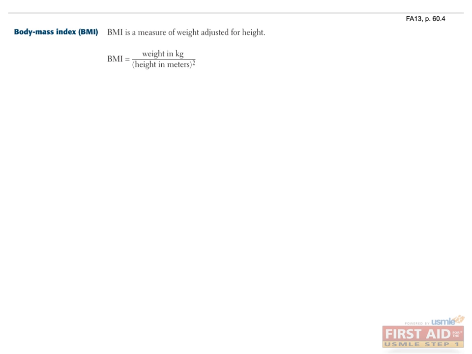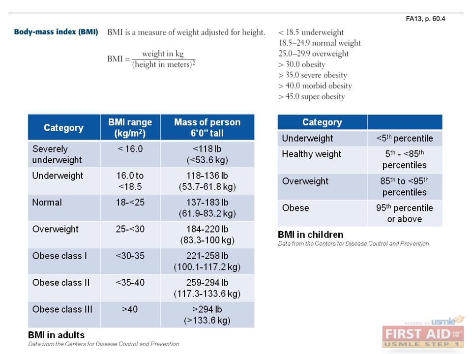BMI, or body mass index, is simply a measure of weight that is adjusted for height. BMI is calculated as the patient's weight in kilograms divided by their height in meters squared. In adults, a person with a BMI over 25 is overweight, and a BMI over 40 is classified as morbidly obese. In children, the BMI is calculated the same way, but then is reported as a percentile when compared to other boys or girls of the same age on a growth chart. In this case, a child with a BMI normalized for age at the 85th percentile or higher is considered overweight.